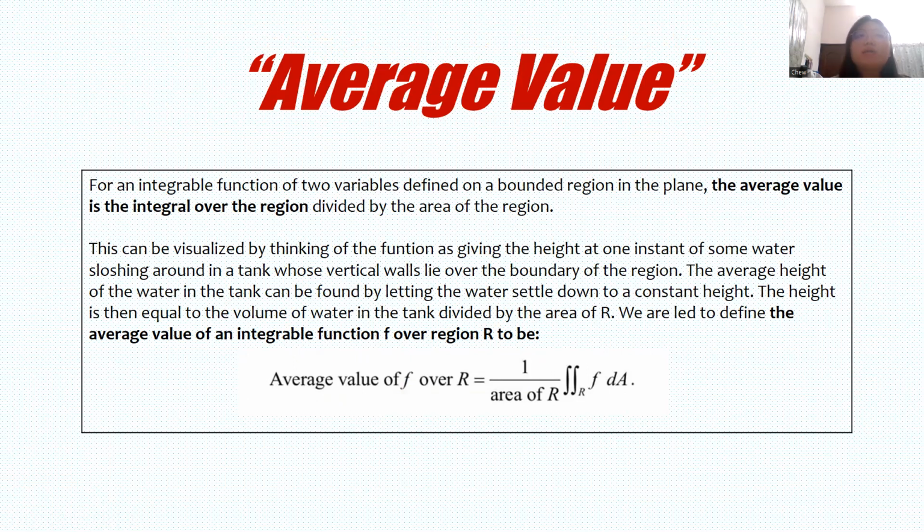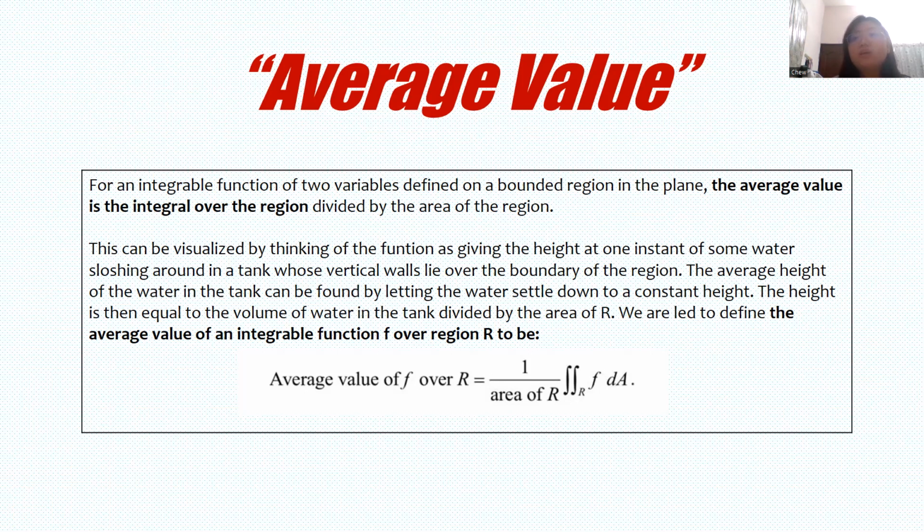The average height of the water in the tank can be found by letting the water settle down to a constant height. The height is then equal to the volume of water in the tank divided by the area of R. We are led to define the average value of an integrable function f over the region R to be the formula we show below: the average value of f over R equals 1 over the area of R times the integral, and then this will be the solution.